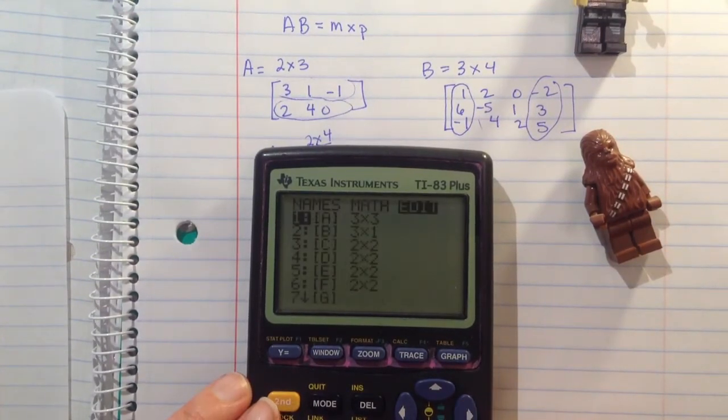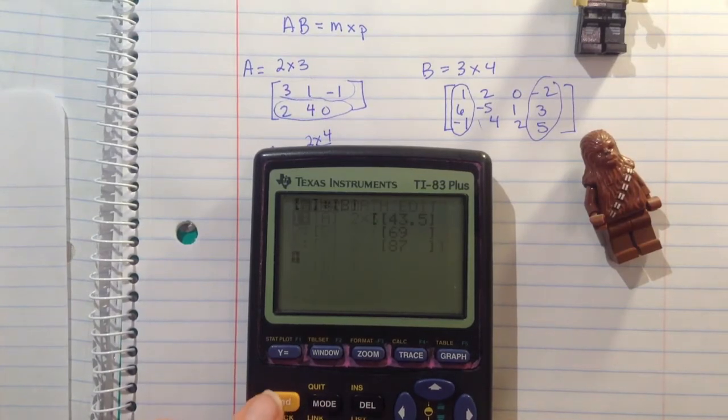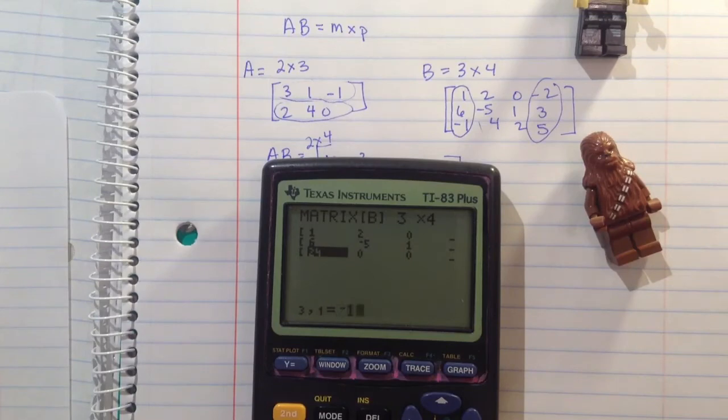So edit matrix A. A was a 2 by 3, and it was 3, 1, negative 1, 2, 4, 0. And let's edit matrix B. It's a 3 by 4. And it is 1, 2, 0, negative 2, 6, negative 5, 1, 3, negative 1, 4, 2, 5.